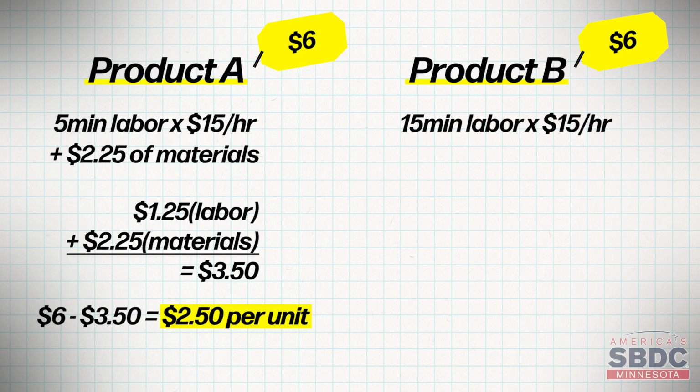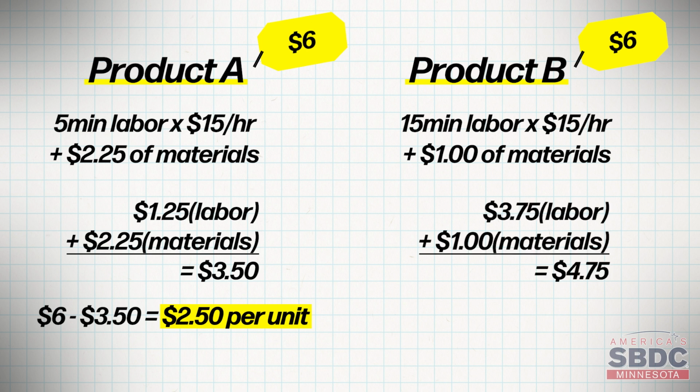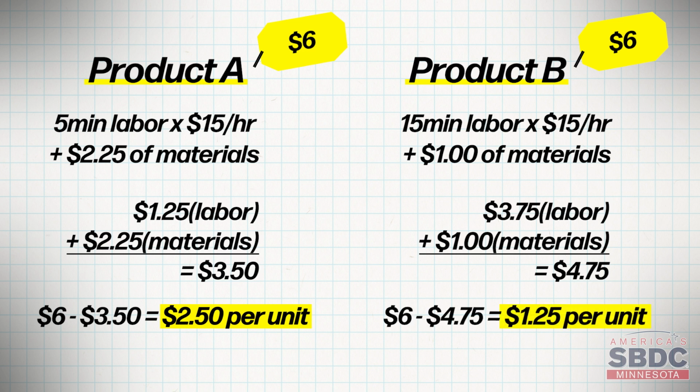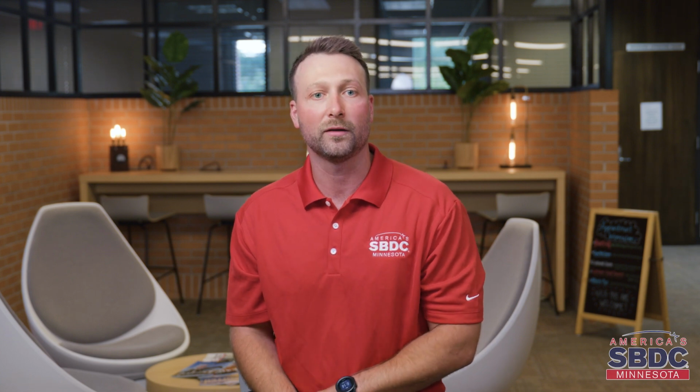Product B requires 15 minutes of labor at $15 an hour, but it only takes $1 worth of material. The total cost is $4.75. The gross profit on this would be $1.25 per unit. This example took into account only the very direct costs of producing a product, but it is important to show the cost of labor is crucial in the production budget of a product.